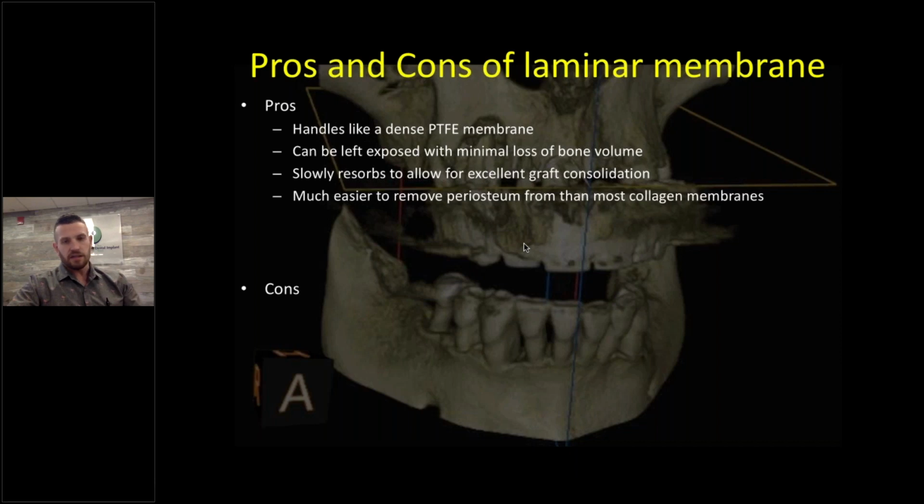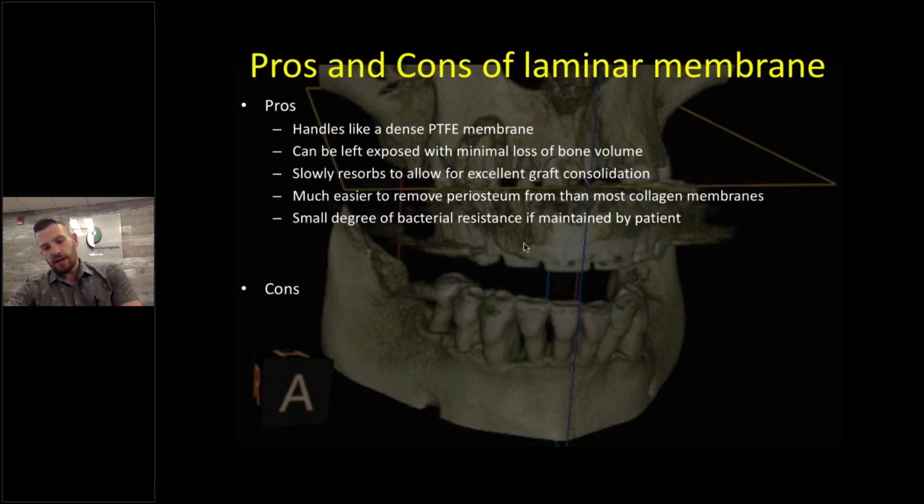Depending on the type of membrane, whether or not it's cross-linked, when you are going for flap elevation around those collagen membranes, sometimes the collagen can be incorporated into your graft, and if you're not careful, you can actually rupture some of the graft material before you even go to place implants. And I've found that when you are reflecting your flap after you've used the laminar bone membrane, the periosteum comes off quite easily. There is some small degree of bacterial resistance as long as it's maintained by the patient. If the patient's not maintaining it and they're getting plaque on the actual membrane, it can actually be a downside.